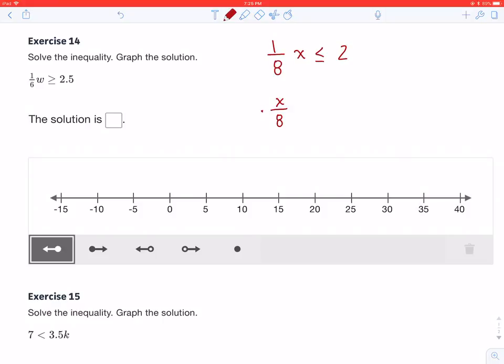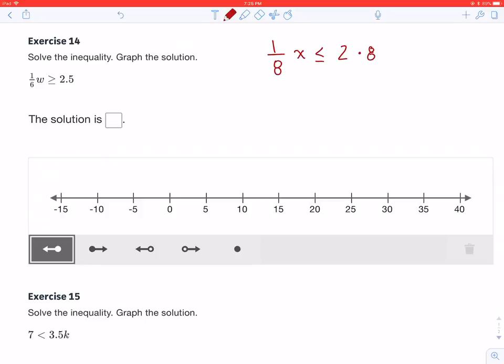To solve x over 8, we would just multiply by 8, because the 8 is on the bottom, and to get an 8 on the top, we just multiply an 8 to the top. And then we would just multiply that 2 by 8 as well, and we'd get that x is less than or equal to 16. So if you multiply that out, you'll see that because there's a 1 on the top, multiplying it by x simply gives you x over 8.